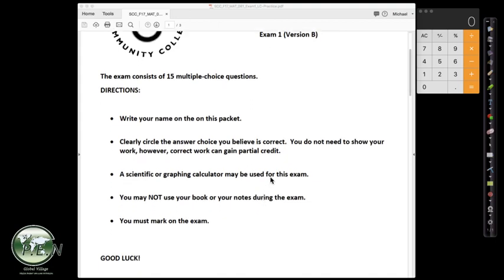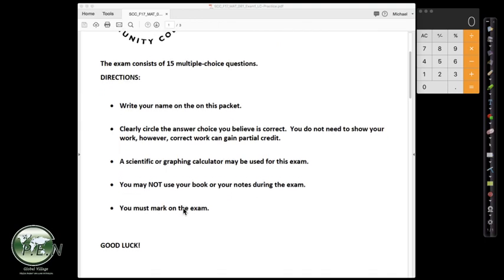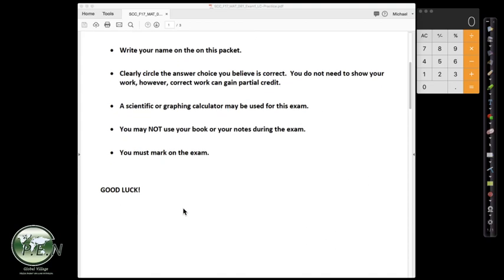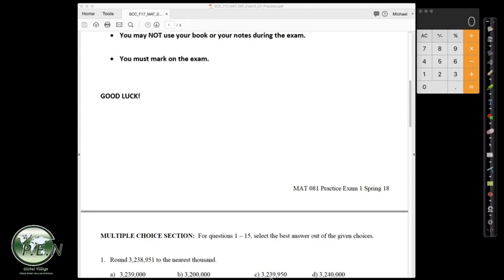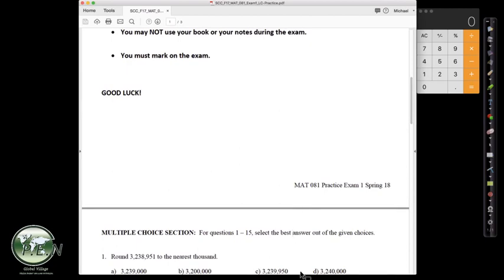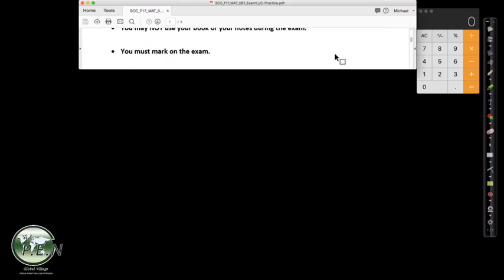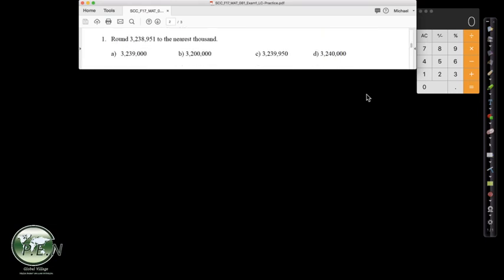You may use a scientific or graphing calculator or regular calculator. You see the one I have here is just my computer's calculator. You do not get to use a book or notes, and you must mark your answers on the exam. Please do answer each question. So what I'm going to do is shrink this down a little bit so that we'll just look at one question at a time, and then we'll go through this step by step, 15 questions. So here we go, the first question.